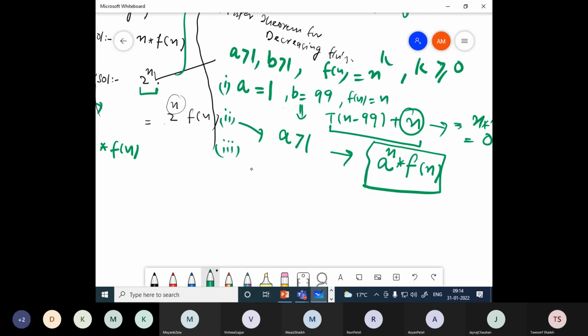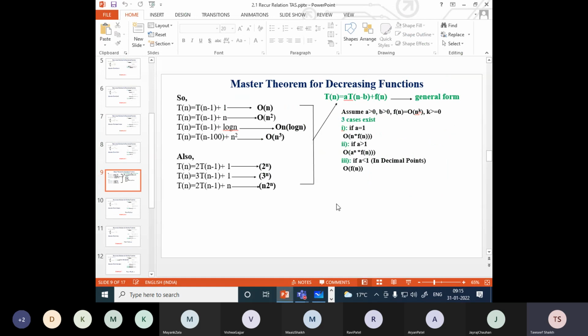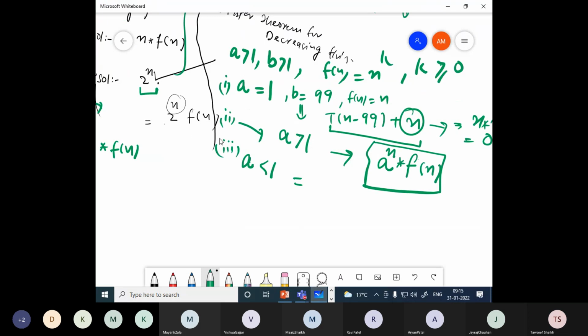Now the third case may be that, without looking at the values of b and f of n, the Master's theorem for decreasing functions just focuses on the value of a. It is the value of a which decides what will be the solution of the recurrence without solving it. So a could also be less than 1. Less than 1 means what? It's not negative, but it is between 0 and 1. It is less than 1, but greater than 0. So in such cases, the solution is just the order of function, directly f of n.